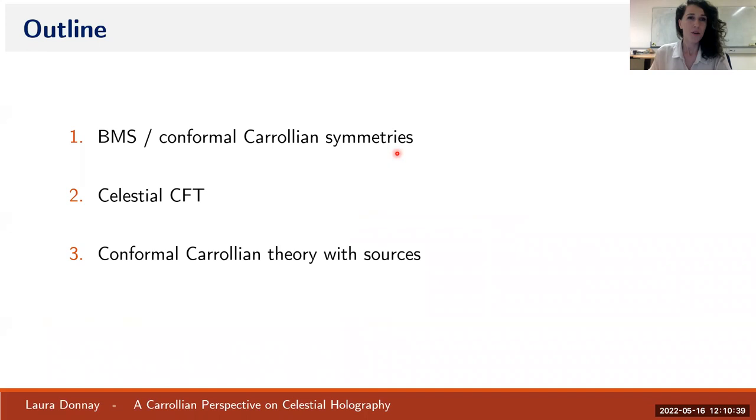So to start discussing that, I will have to introduce, I know there are some experts here in this group on that, but I want to briefly recall what these symmetries of the boundary of flat spacetime are in a very rapid way. Then I will tell you about celestial holography and celestial CFT. I will focus mostly on the so-called conformally soft sector. And then I will discuss this new conformal Carrollian theory coupled with external sources and show you how the Ward identities of this theory can reproduce the ones in celestial CFT.